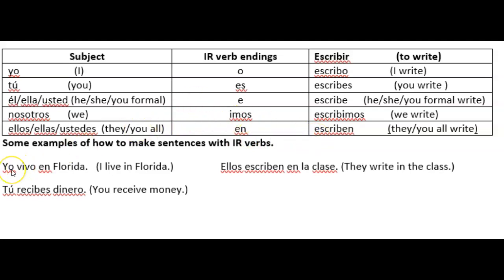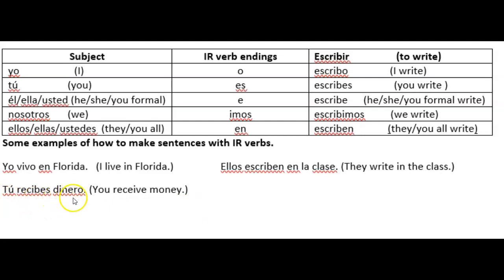So if I want to use the verb vivir, which is to live, and say I live, I change the ending to an O. Yo vivo in Florida. Ellos escriben en la clase. They write in the class.